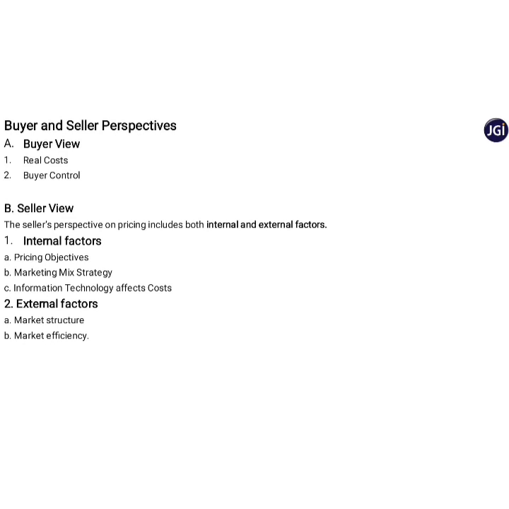Internal factors. In that there are a few more points. One is pricing objectives, then marketing mix strategy, and information technology affects cost. Let's understand what these internal factors are all about with the first point, pricing objectives. Marketers begin by setting overall pricing objectives from among those that are profit oriented, market oriented, or competition oriented.